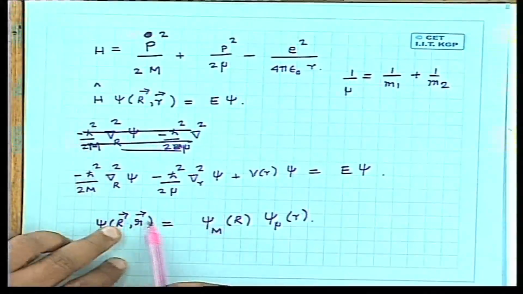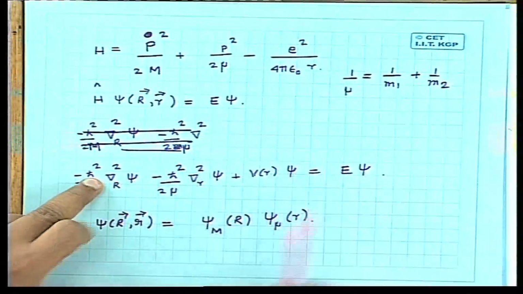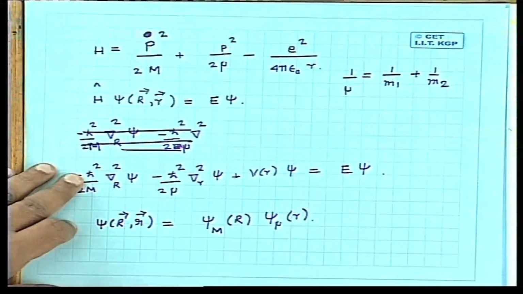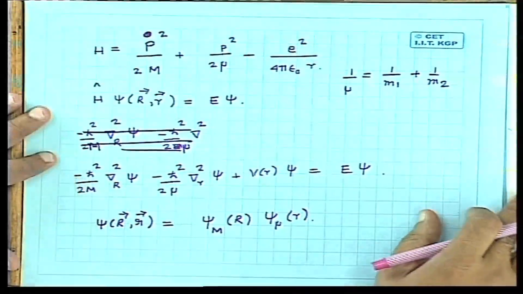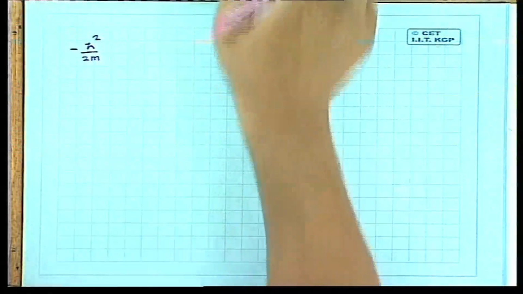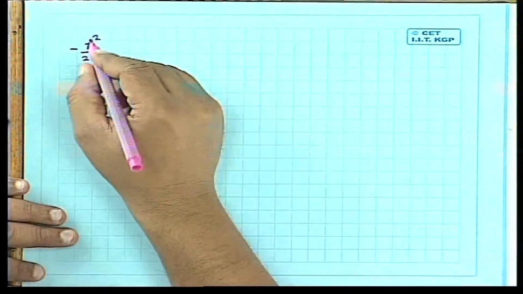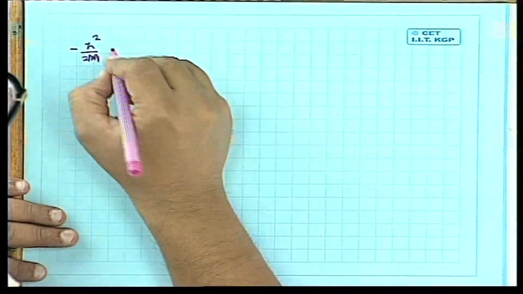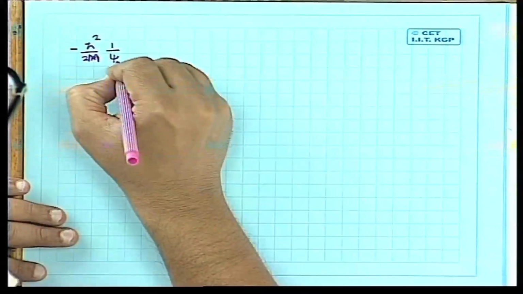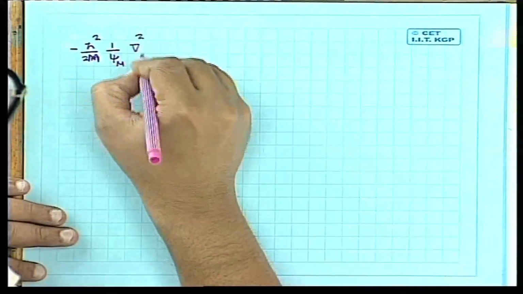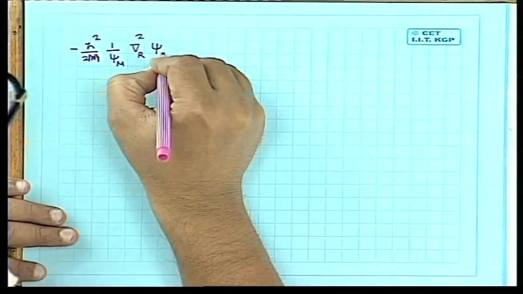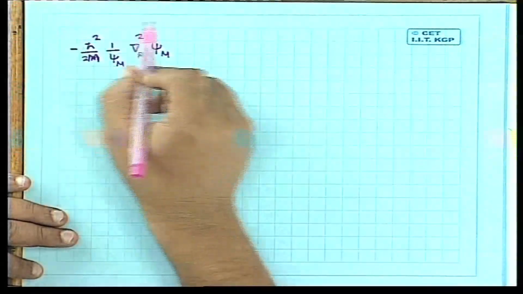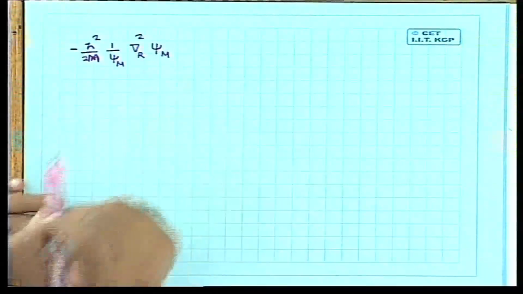I am going to put this into this, and then I am going to divide throughout by the whole thing. Okay. So this is what I am going to do. The first term gives me minus h cross square by 2 capital M, and I have 1 by psi capital M del square R psi capital M. So this is all a function of capital R.